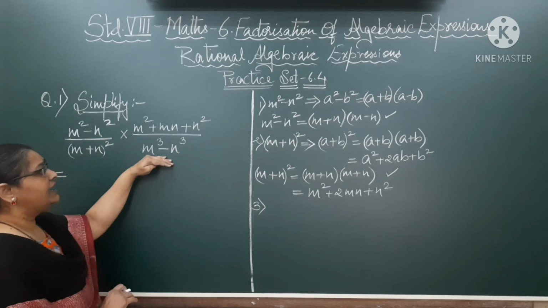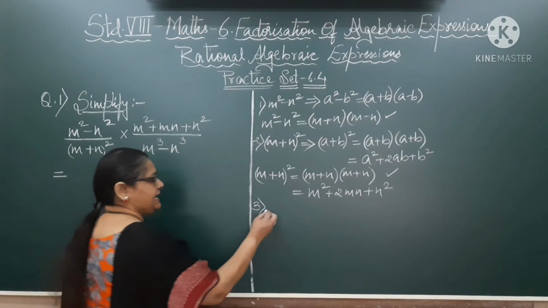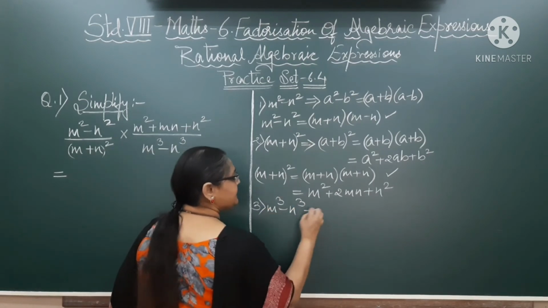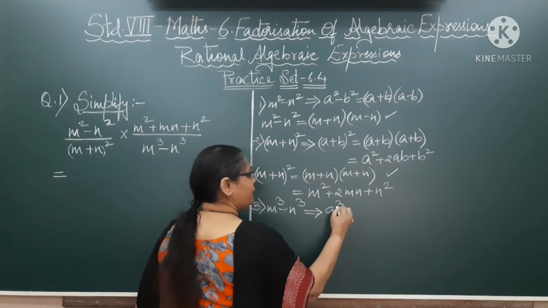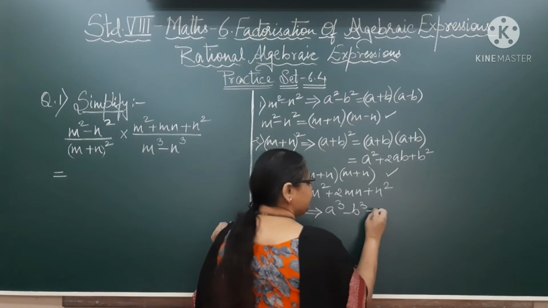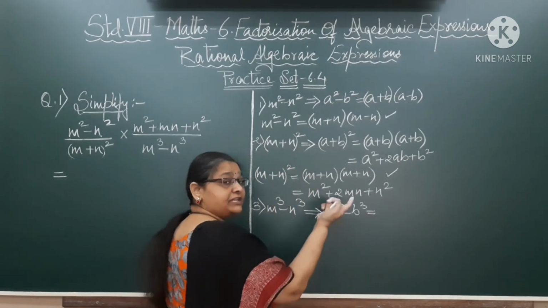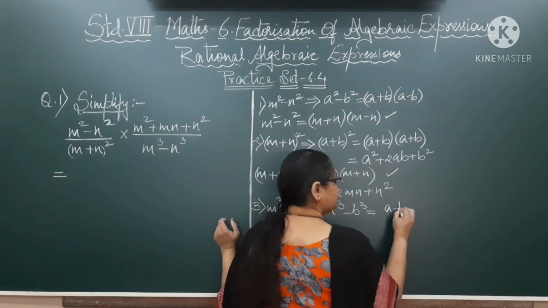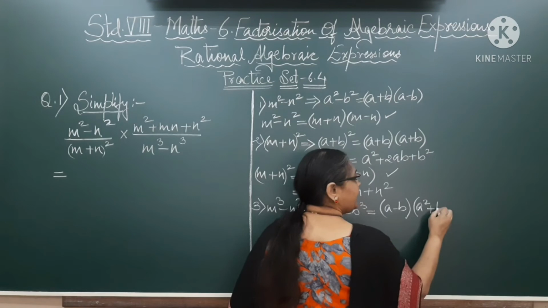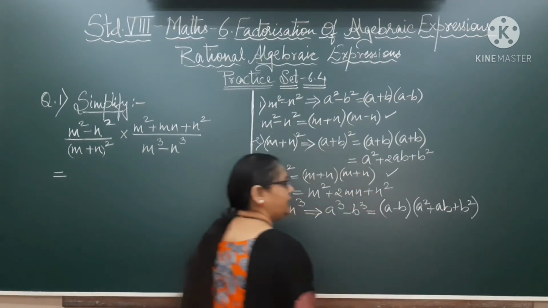So let us take the denominator expression now, m cube minus n cube. So m cube minus n cube is in the form of a cube minus b cube, isn't it? Yeah, so that is equal to, you have already learned the expansion of a cube minus b cube as a minus b into a square plus ab plus b square, right?